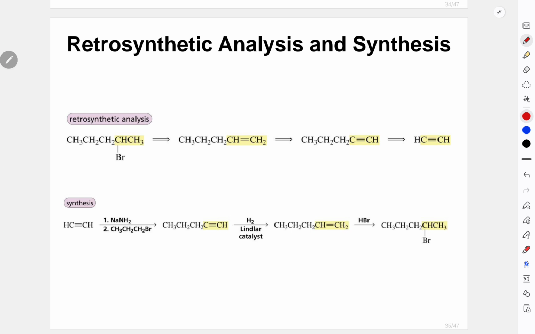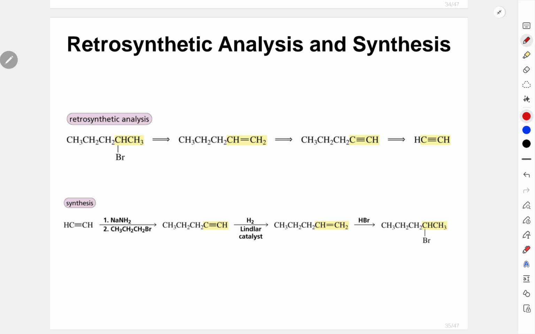Then you can think about how you can make this olefin double bond from perhaps the alkyne. If you use the Lindlar catalyst for the hydrogenation reaction, you can stop the reduction at the alkene stage. And of course, this can be made from the deprotonation and alkylation of this given starting material. So that's the retrosynthetic analysis.